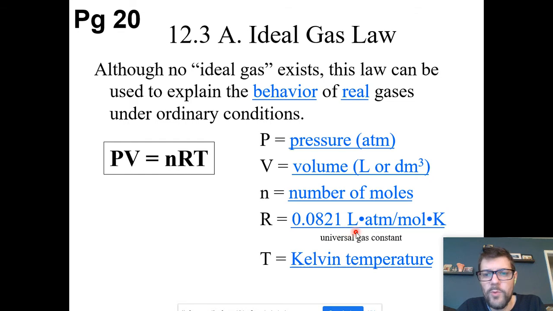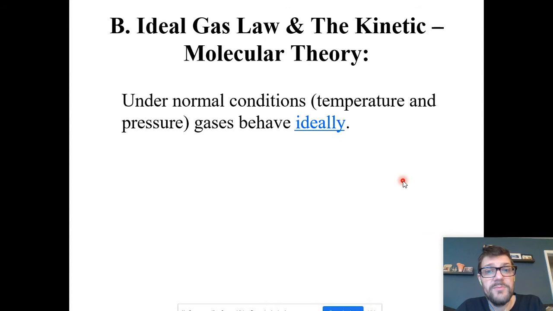Now, something important about R, and this will come up again when I do the sample problems, is that it has a very fixed unit. It is liters times atmospheres divided by moles times Kelvin. What that means is when you do these problems, those are the units your other variables have to be in. You have to have volume in liters, pressure in atmospheres, number of moles in moles, and temperature in Kelvin. So that specific set of units is going to be important for all of the problems here.